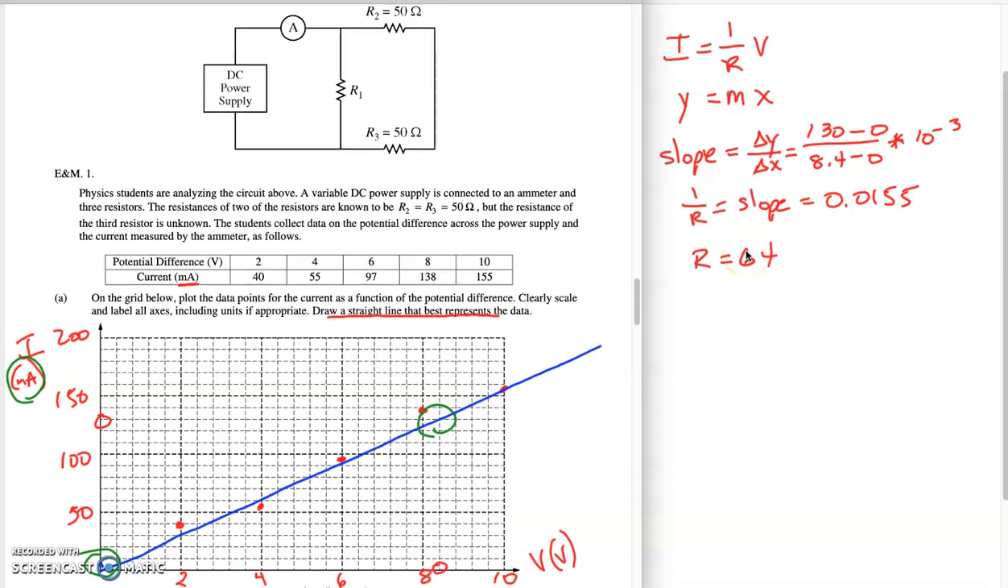64.5 ohms. Now, because this is a hand-drawn graph, they're going to have to give you some wiggle room in terms of what they accept for that slope there and then any future calculations that depend on it. If you happen to use the linear regression in your calculator, you should get 63.9 ohms. So 64 to 64.5 is not that far off.